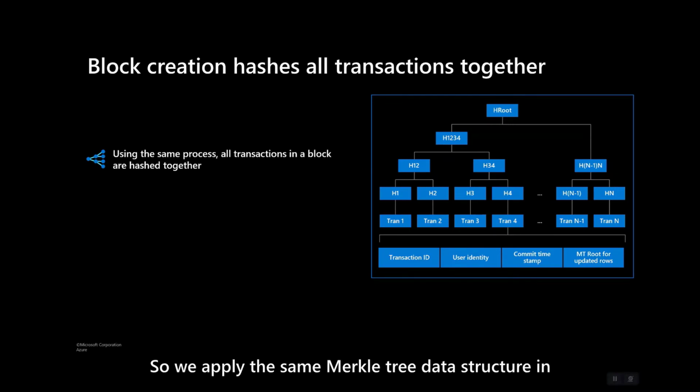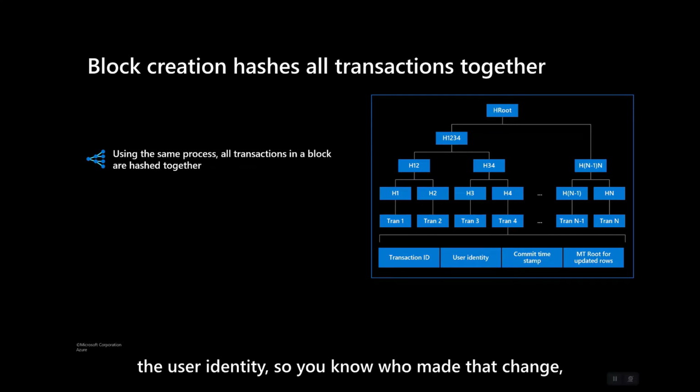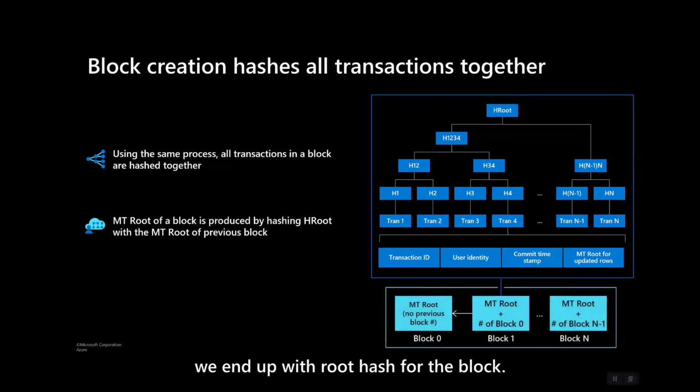So we apply the same Merkle tree data structure and hashing to the transactions, using as input the transaction ID, the user identity, so you know who made that change, the commit timestamp, and then the root hash from all of the rows inside of that particular transaction itself. And then again, using a Merkle tree data structure, we end up with a root hash for the block.